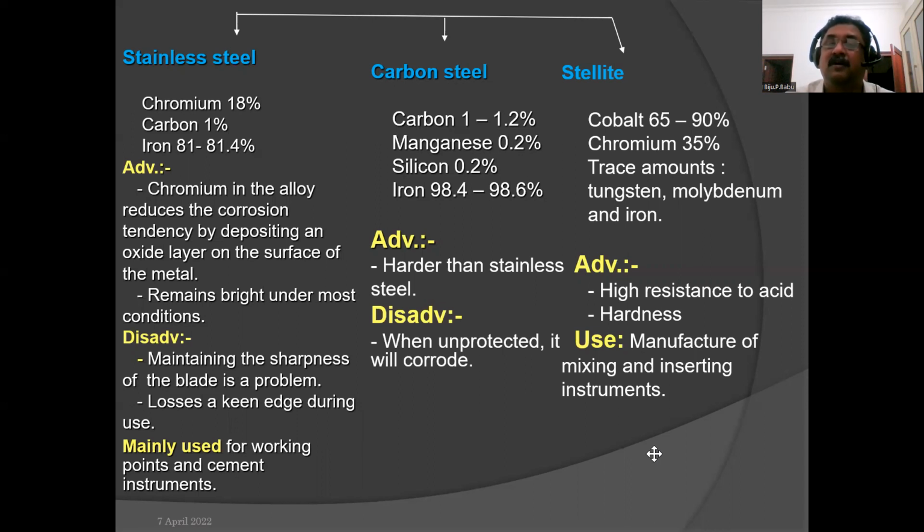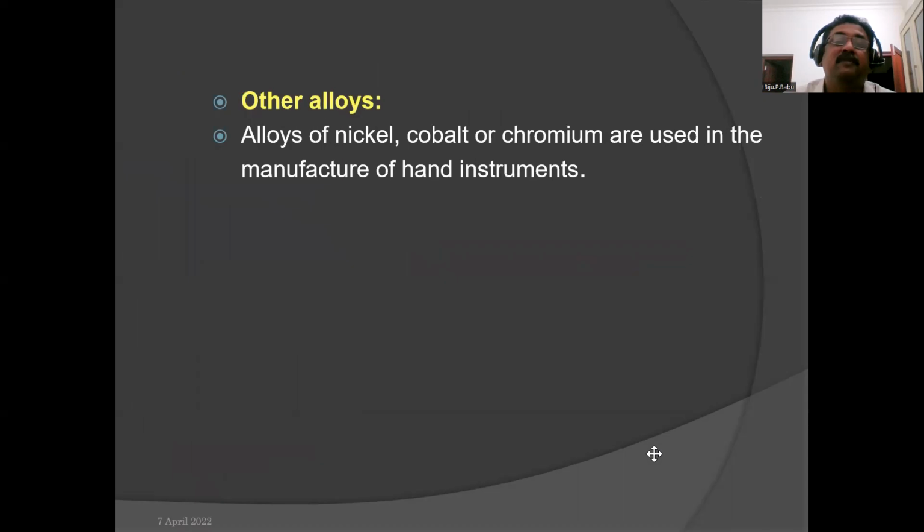They are chromium cobalt. Cobalt is 65 to 90%, chromium 35%, and trace amounts of tungsten, molybdenum, and iron. They have high resistance to acid, and they are hard, and they are manufactured for mixing and inserting instruments. And apart from this, you have other alloys that are used for making instruments, like nickel, chromium, cobalt, and nitride I told you, for non-stick instruments and composites, etc.